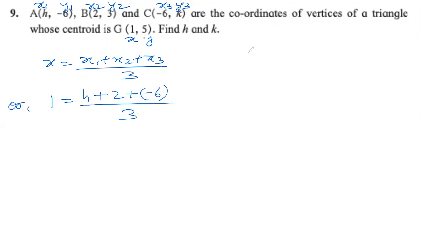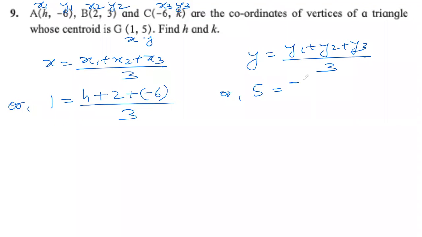Now let's write the other equation. Y equals y1 plus y2 plus y3 by 3. You tell me what will be the next step. 5. Very good. Minus 6 plus 3 plus k, very good, divided by 3. Thank you. So here also on the left hand side we have a linear equation in one variable. The variable is h. Solve to find h.